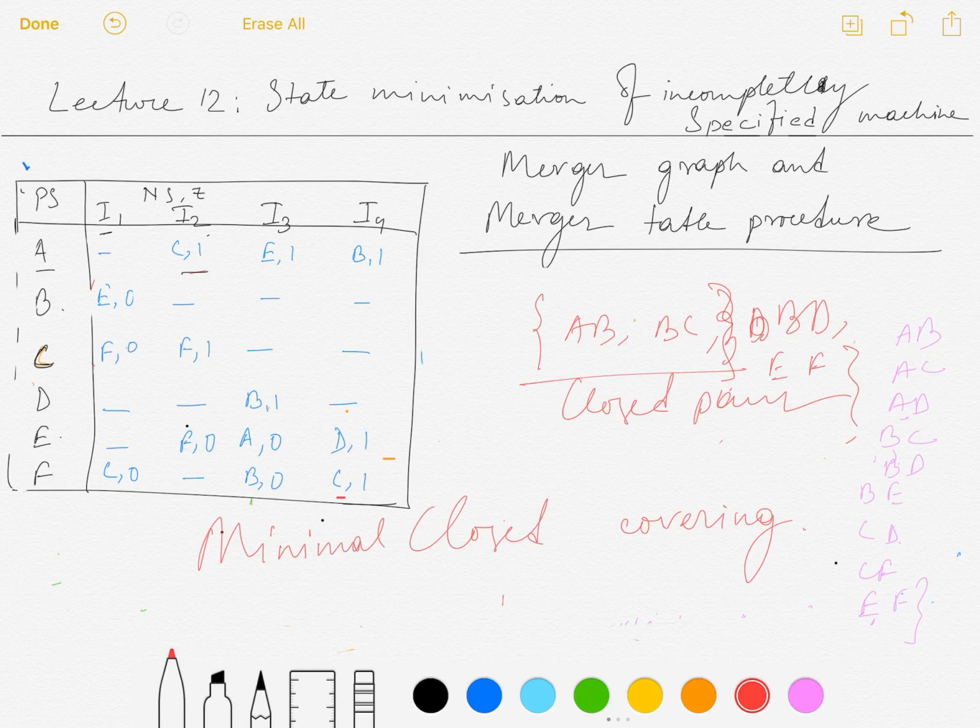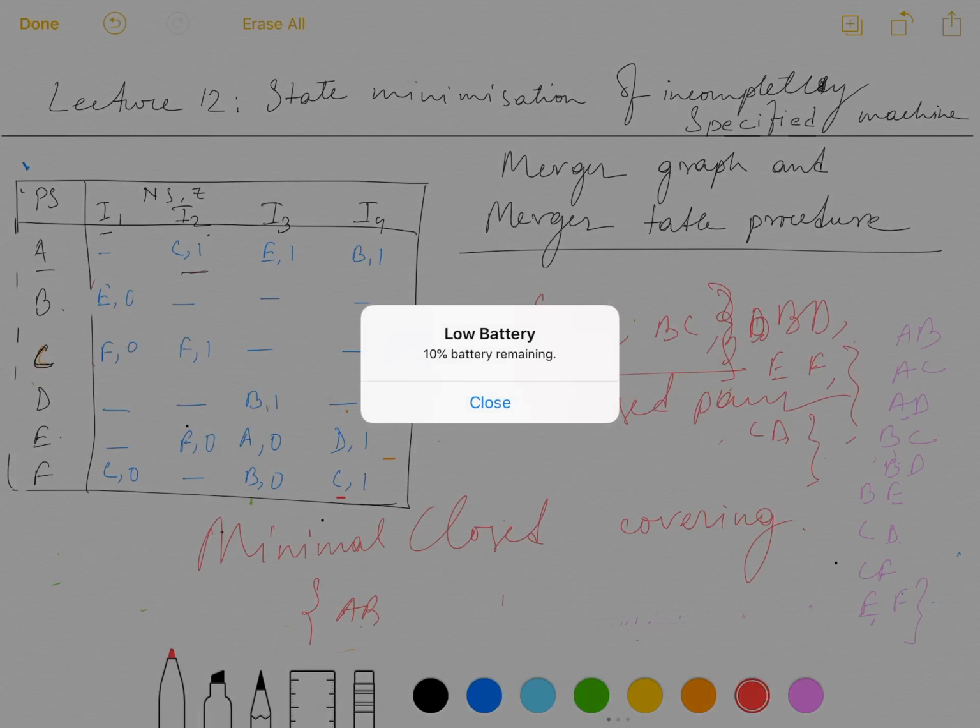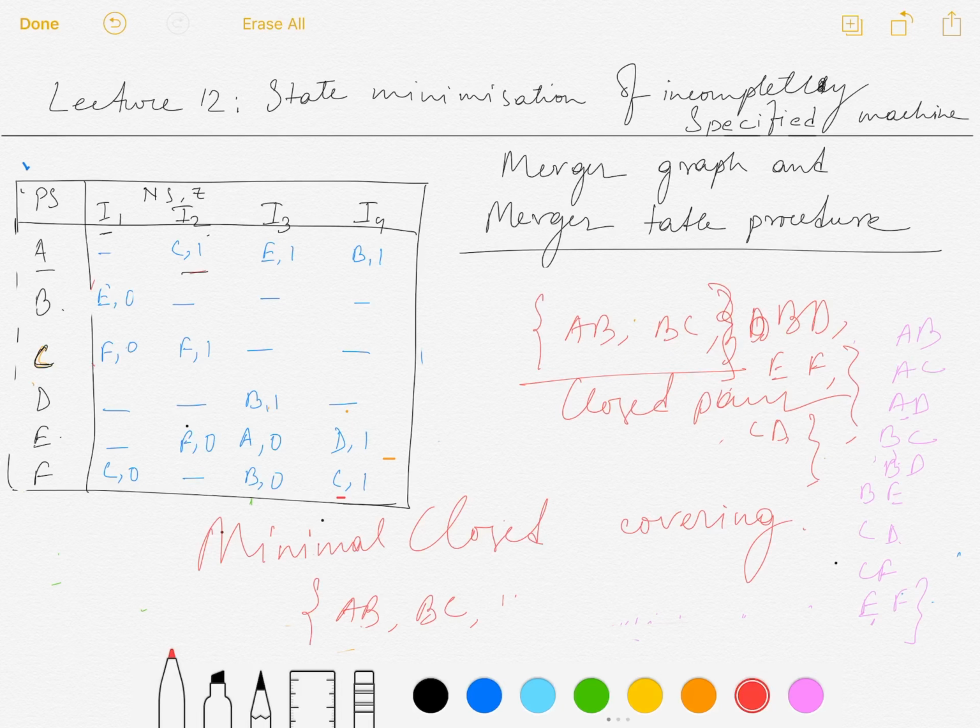Now, EF has the implied pairs AB and CD. AB is present over here, but in that case we have to include CD also. If I include CD, I have to check what the implied pairs for CD are. CD does not have any implied pair. So, we can say this set AB, BC, BD, CD and EF is closed as well as covering. It is closed because all the pairs and their implied pairs are present within this subset, and it is covering all the states. Now, whether it is minimal, we have to consider the minimal pairs of states.